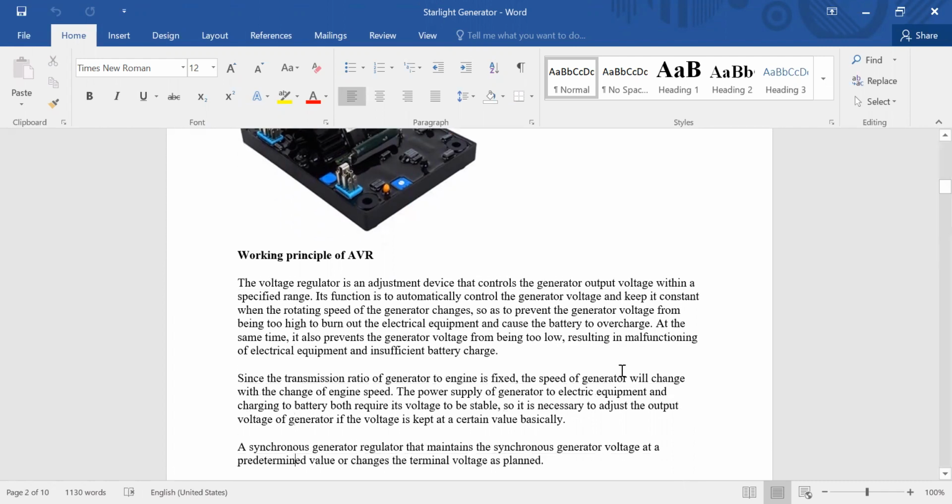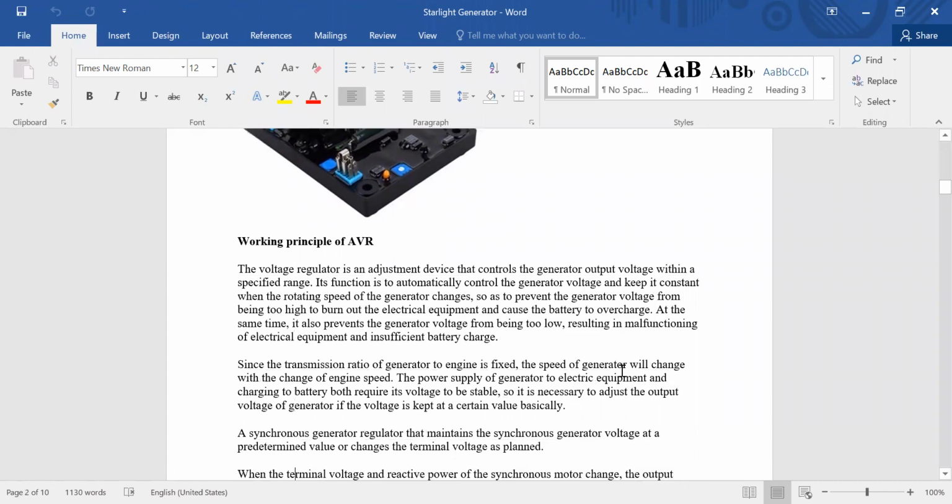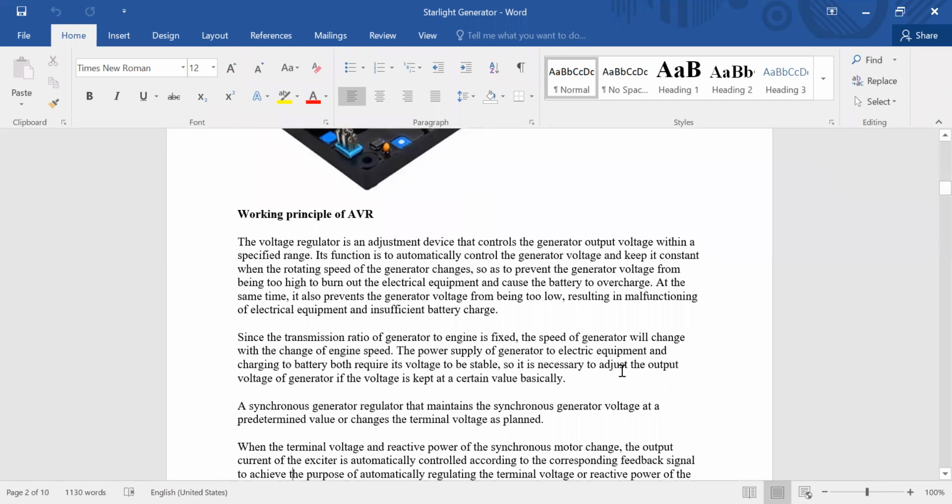Since the transmission ratio of the generator to the engine is fixed, the speed of the generator will change with the engine speed. The power supply of the generator to the electrical equipment and the charging of the battery both require that its voltage be stable. So it is necessary to adjust the output voltage of the generator so that the voltage is kept at a certain value.